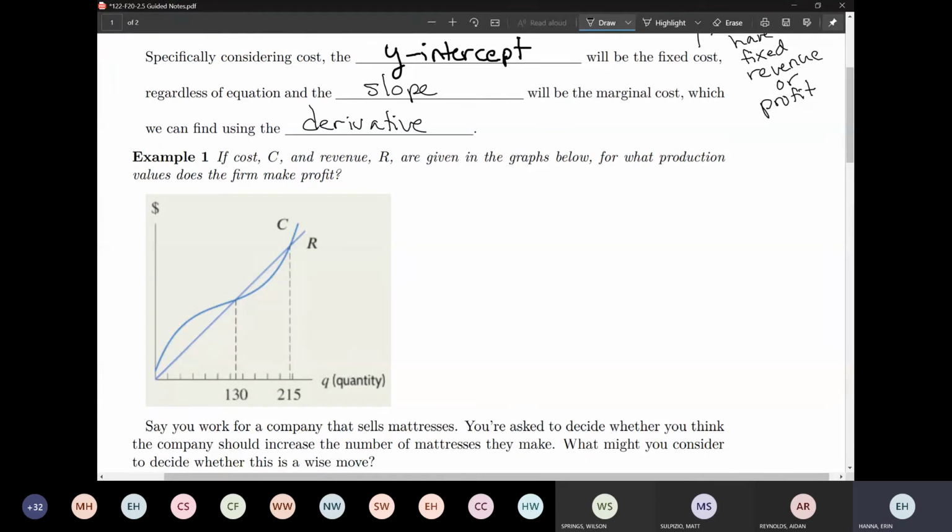Okay. So if we have the cost and revenue functions graphed in this graph, the straight line is revenue. This one's the linear one because that's a little hard to see. And then the curvy guy is the cost one. So what production values does the firm actually make profit? Well, this isn't really even talking about marginal yet. But remember, profit was equal to revenue minus cost. So if we want that to be positive, we'd want revenue minus cost to be positive.